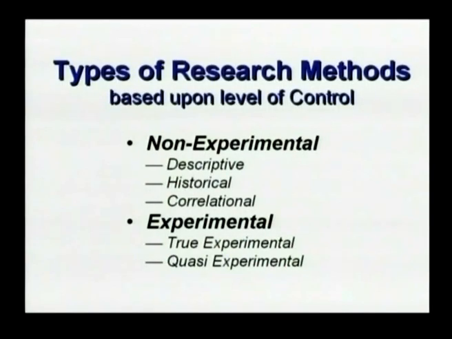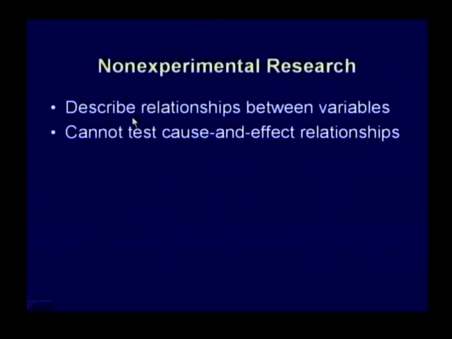There are two major types of research methods based upon the level of control: non-experimental research and experimental research. Non-experimental research is further categorized into three categories: descriptive, historical, and correlational. Experimental research is categorized into two categories: true experimental and quasi-experimental. Non-experimental study describes the relationships between variables, but this type of research does not test cause and effect relationship. Let's look at the details.